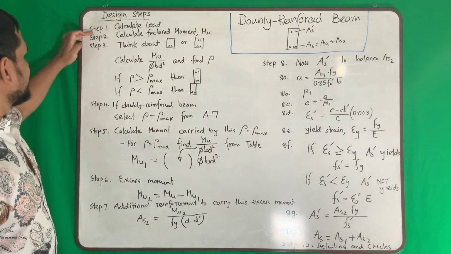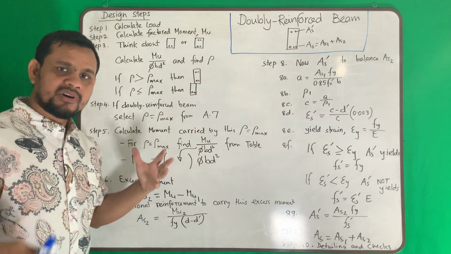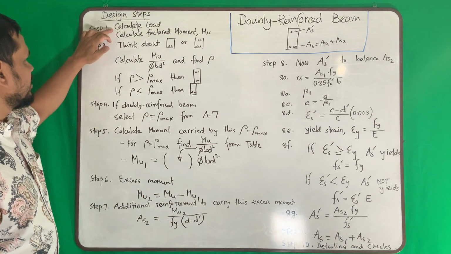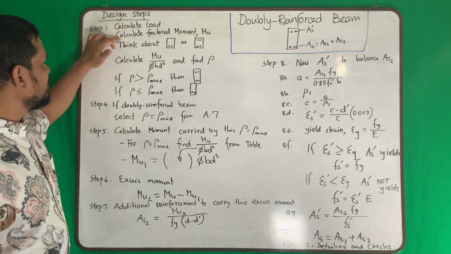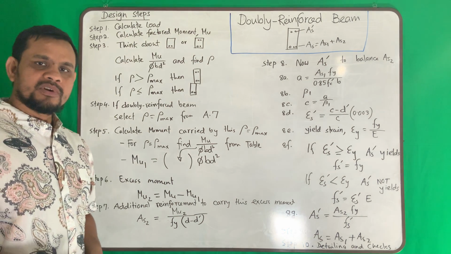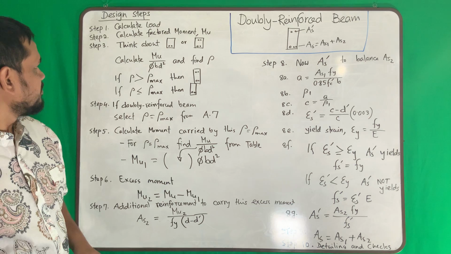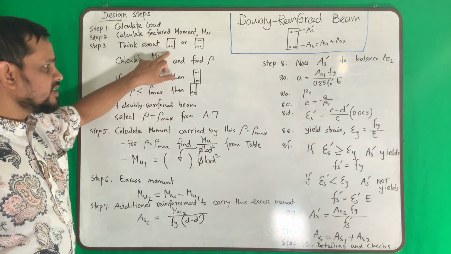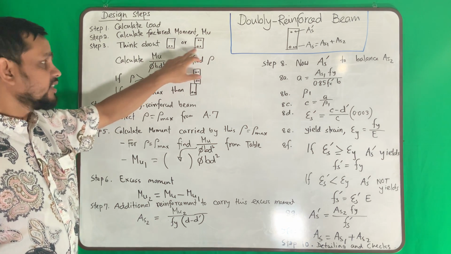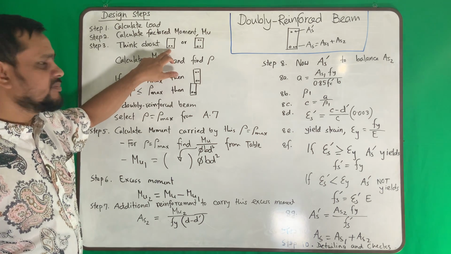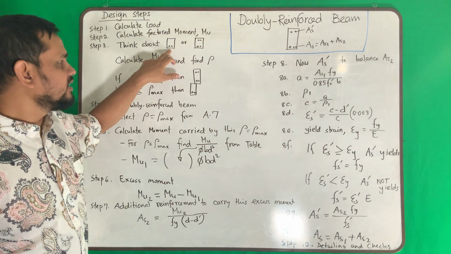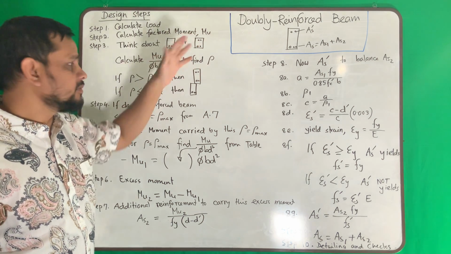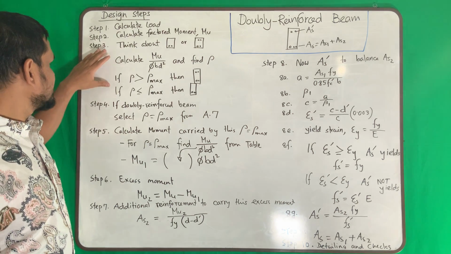So step number 1, calculate load. Whenever you design any member, beam, column, slab, whatever it is, you must calculate your load. Then step number 2, calculate factored moment Mu, based on your load. Then step number 3, you have to think about singly reinforced beam or doubly reinforced beam. Singly reinforced means reinforcement only in the tension side. Doubly reinforced beam, reinforcement in the tension side and in the compression side, both. So you have to think about it in step number 3.